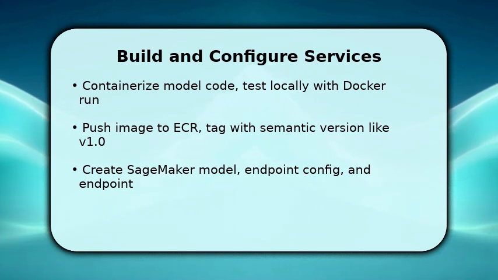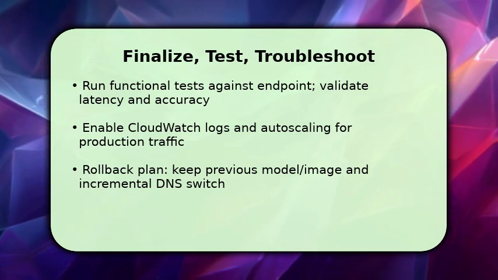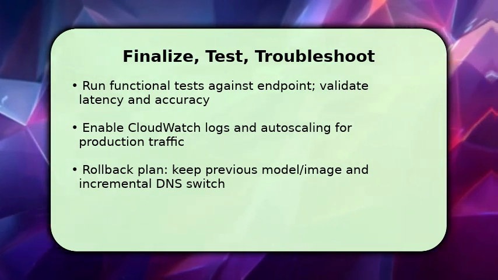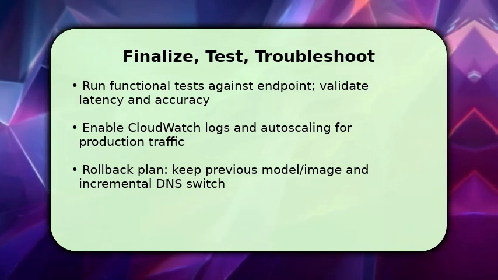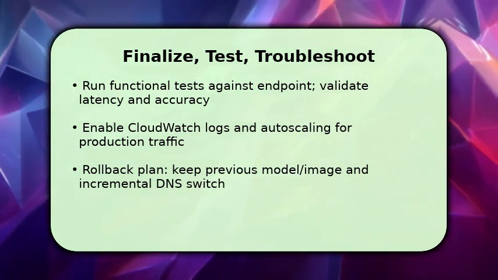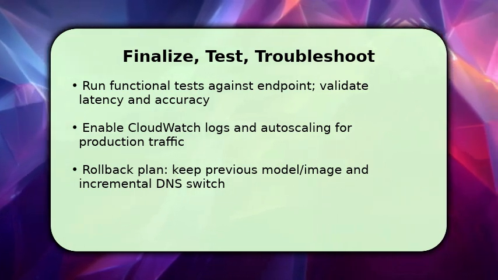Finish by validating behavior and configuring production safeguards. You should run functional tests against the SageMaker endpoint to confirm latency and output accuracy. Measure P95 latency and throughput under a realistic load. Make sure CloudWatch logging and metrics are enabled, and attach auto-scaling policies to handle spikes.